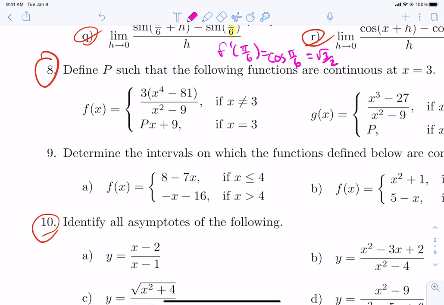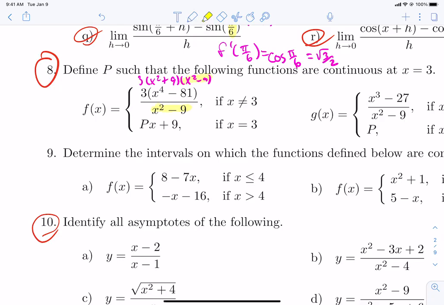So for 8 f of x, the top is a factorable quantity. Normally, if there's a hole there, you get 0 over 0. Try to manipulate that algebra. This is really x squared plus 9 times x squared minus 9, okay? So the x squared minus 9s can cancel.